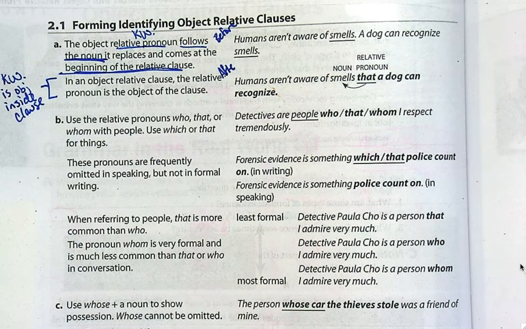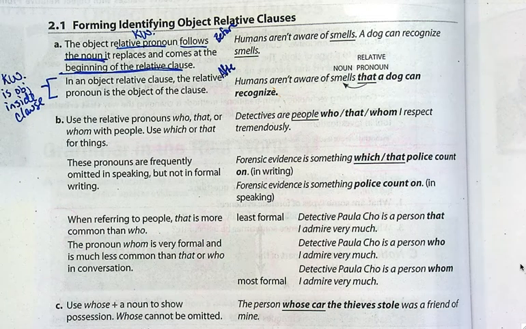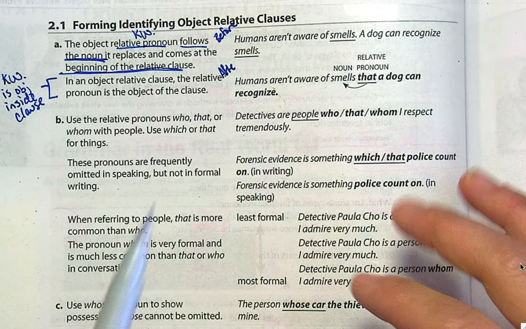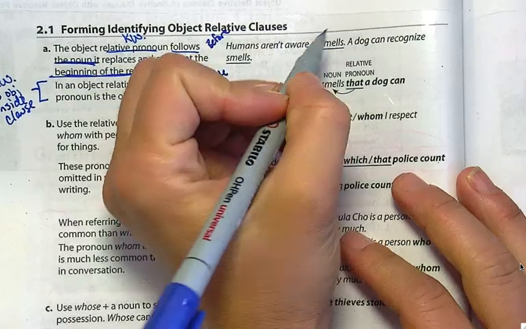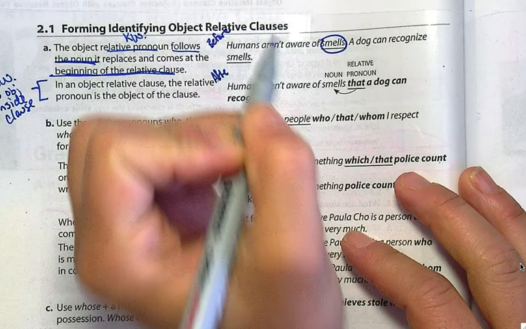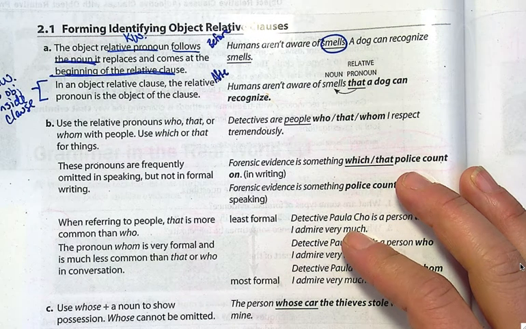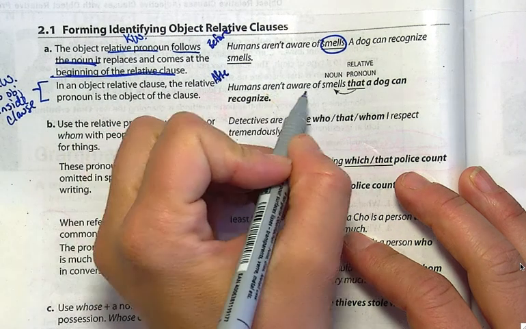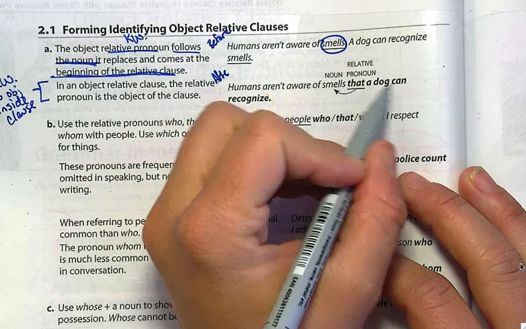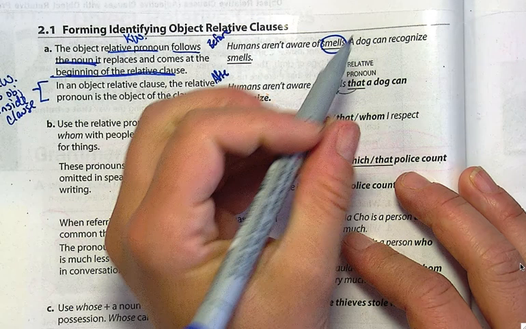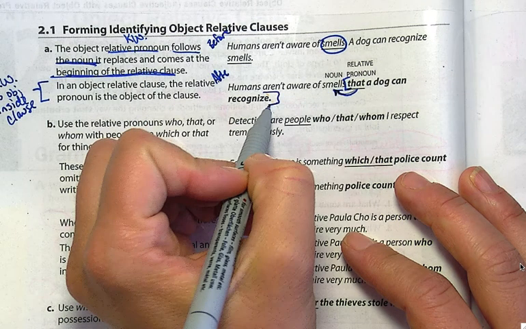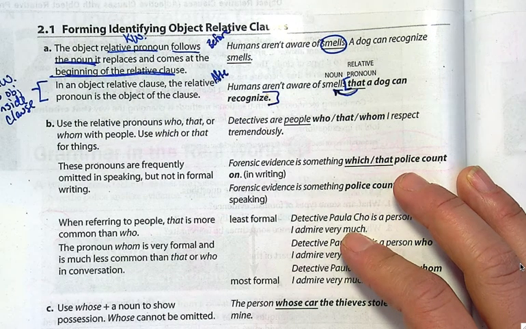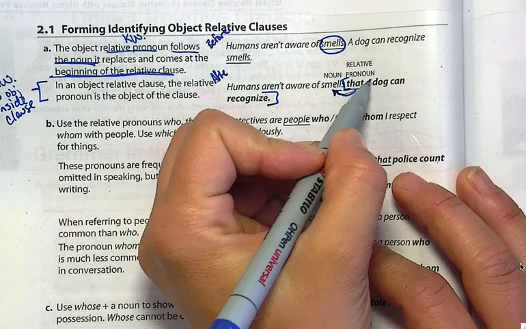And what we do when we use a relative clause is we try to combine these sentences. We're trying to give more information. Instead of writing two simple sentences, we're just combining and using complex sentences. In this case, we're going to explain more about the word smells. Humans aren't aware of smells that a dog can recognize. In this case, our relative clause is still giving us more information about smells. What kind of smells? Oh, the smells that a dog can recognize.